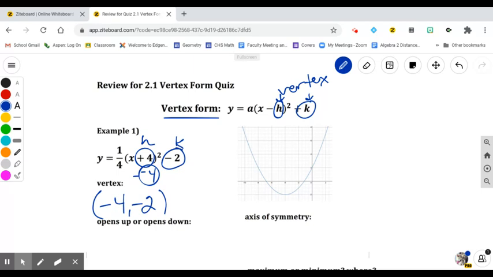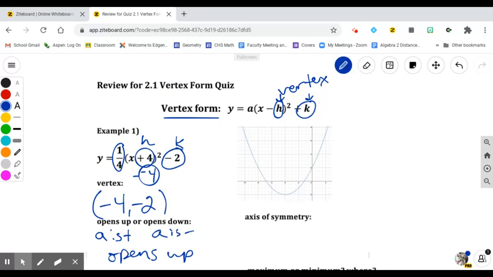Opens up or opens down? Remember, it opens up if a is positive. It opens down if a is negative. So take a look, this is a. a is positive, so this one opens up. If you were doing it from a graph, you can obviously see it opens up.